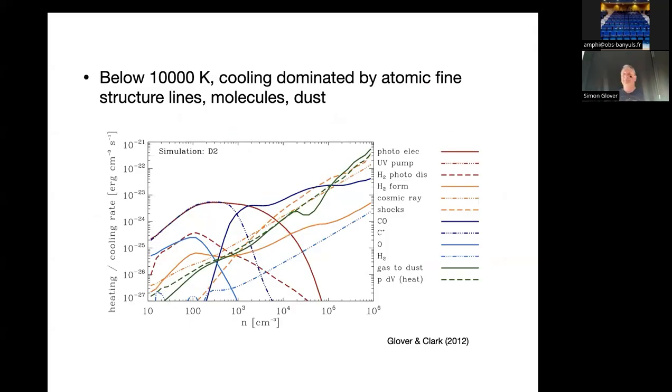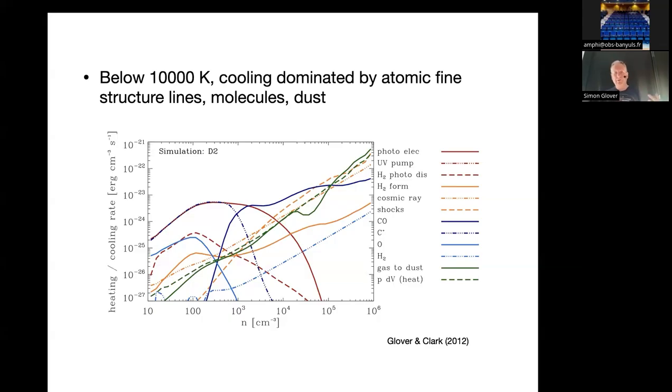Okay, so that's the high temperature end. Now, at the low temperature end, things get more complicated. This is from one of my own simulations, just showing the different thermal processes dominating. So at the very low densities, we're dominated by C+ cooling. This is this blue dashed line, which you can see kind of falling off here. And photoelectric heating, and then at intermediate densities, you're dominated by CO cooling, and then at the highest densities, it's compressional heating and cosmic rays and dust that are the main processes.